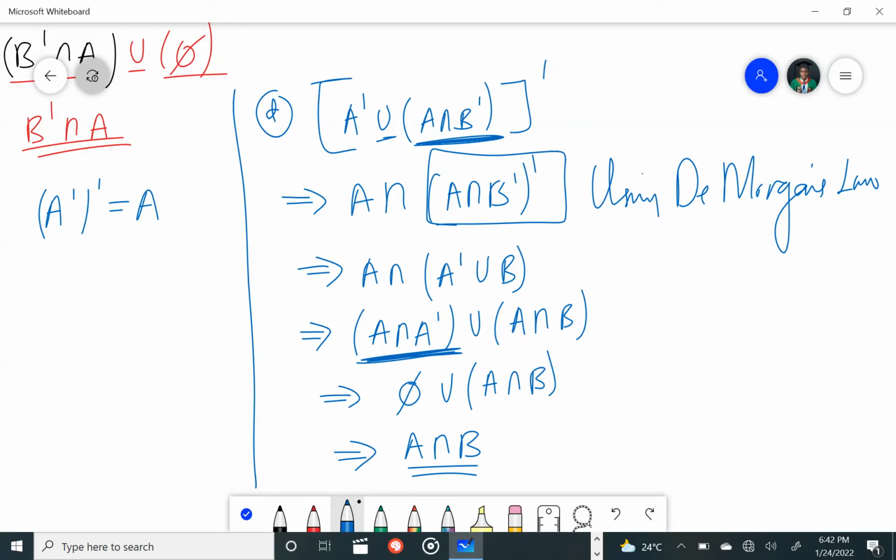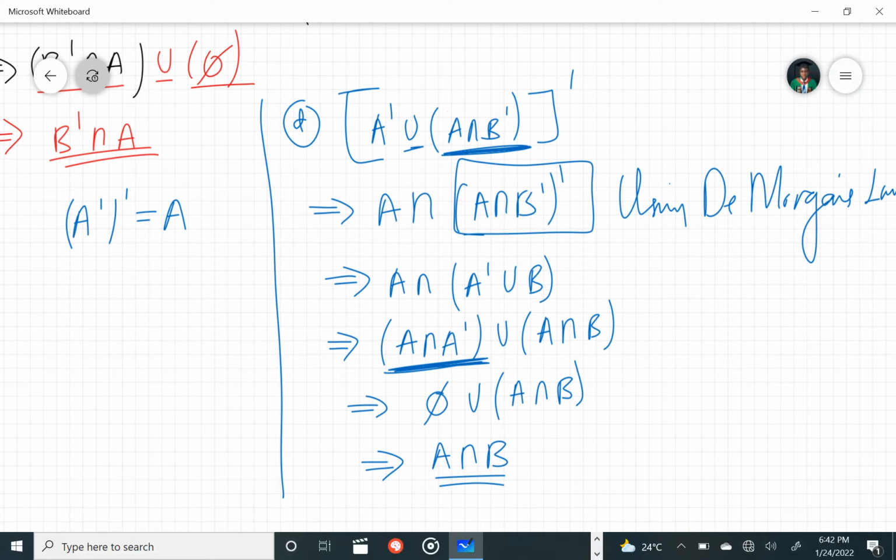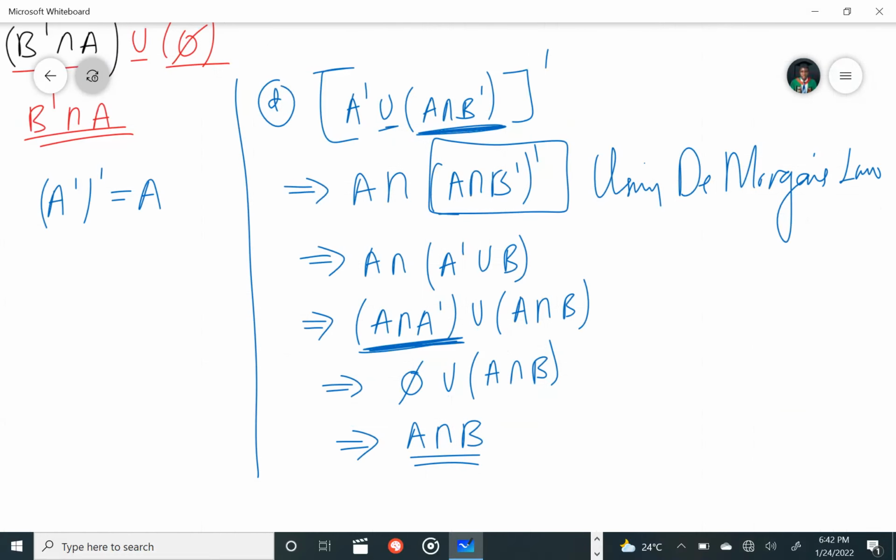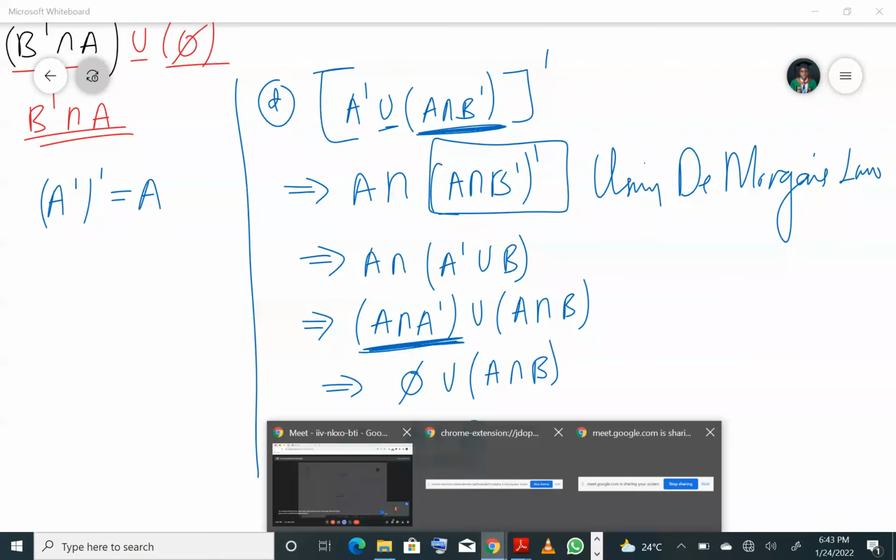So maybe here I would like to highlight that I'm using... So what you want to indicate is, at this point I used De Morgan's law, I used this particular law. That way you'll always be able to keep track of what you are doing.